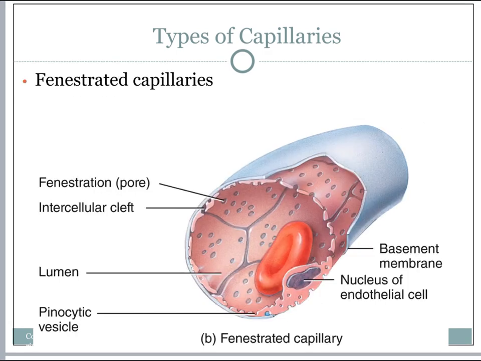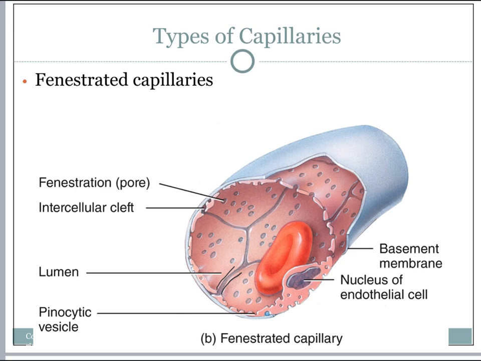The second type of capillary we find are fenestrated capillaries. Look at the picture. We find these pores. That makes these capillaries leakier than continuous capillaries. They have these small pores in addition to gaps. Look at these gaps between the cells. That's going to allow for exchange of larger molecules, okay? And then this is going to require the exchange between blood and tissue.